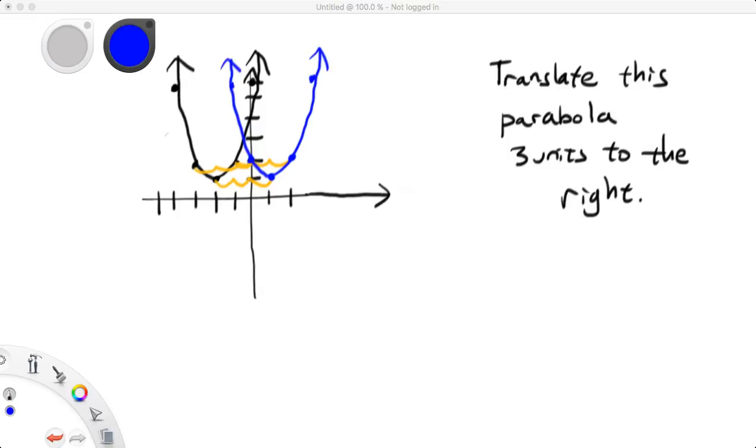And then I'm going to take my lightning yellow and do 1, 2, 3, and I'm going to end up right here on the y-axis. And it's going to happen with this point and this point too. So I'm going to have one over here and one over here. And so my new parabola, everything is going to be moved over to the right 3 units. And that's how translation works when you're talking about the graph of a function.